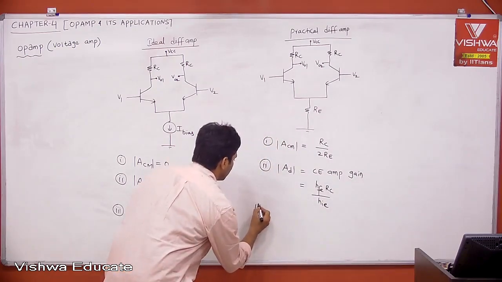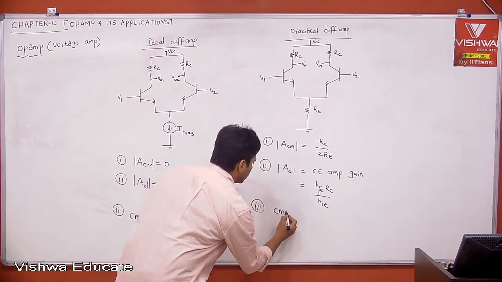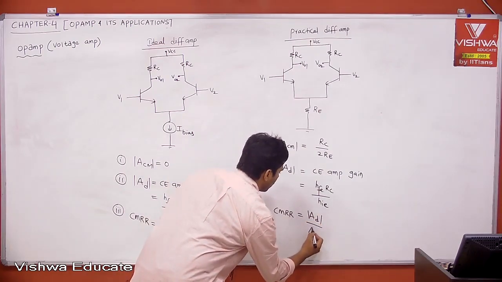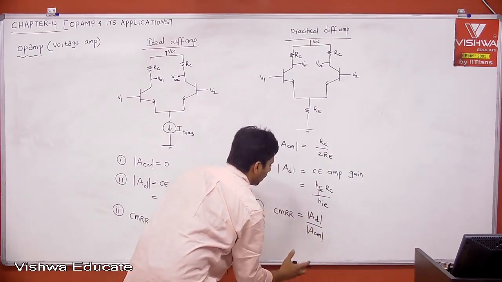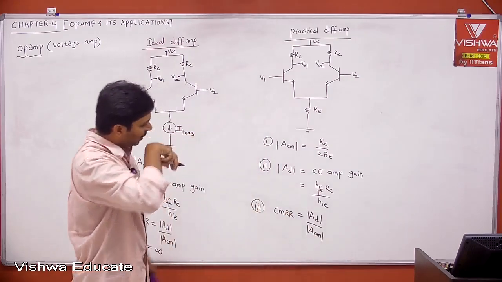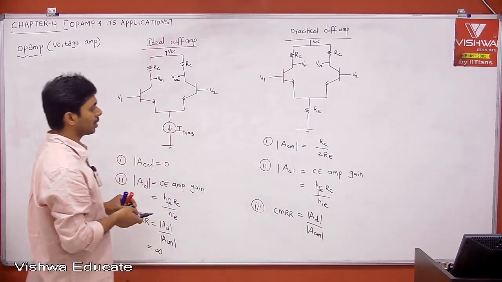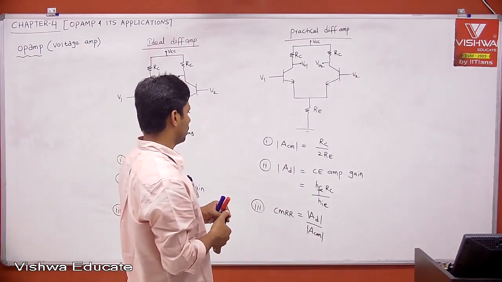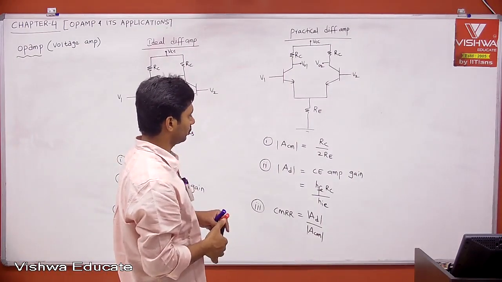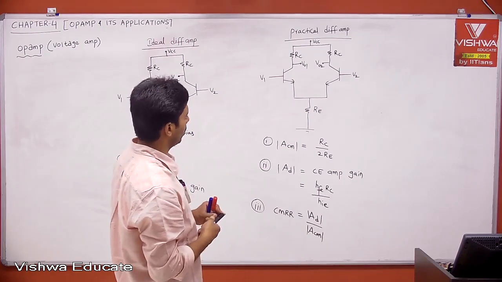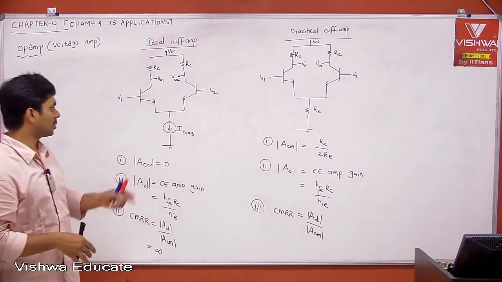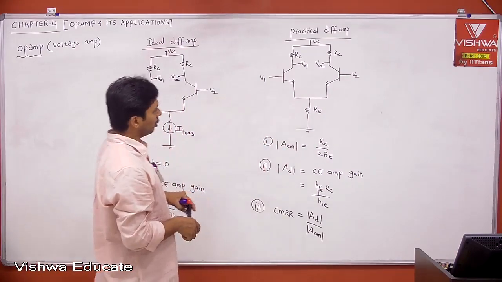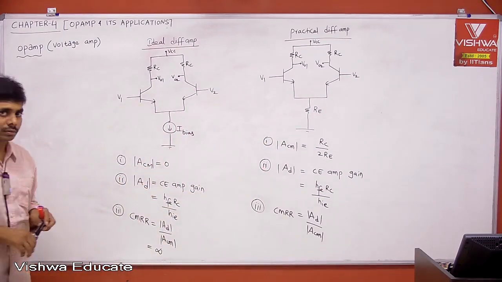And the third one, CMRR is equal to mod AD divided by mod ACM. Therefore, this is not infinity. If you substitute, you will get it. Therefore, tell me whether you use a current source or whether you use a resistor. Do you need a capacitor, right?